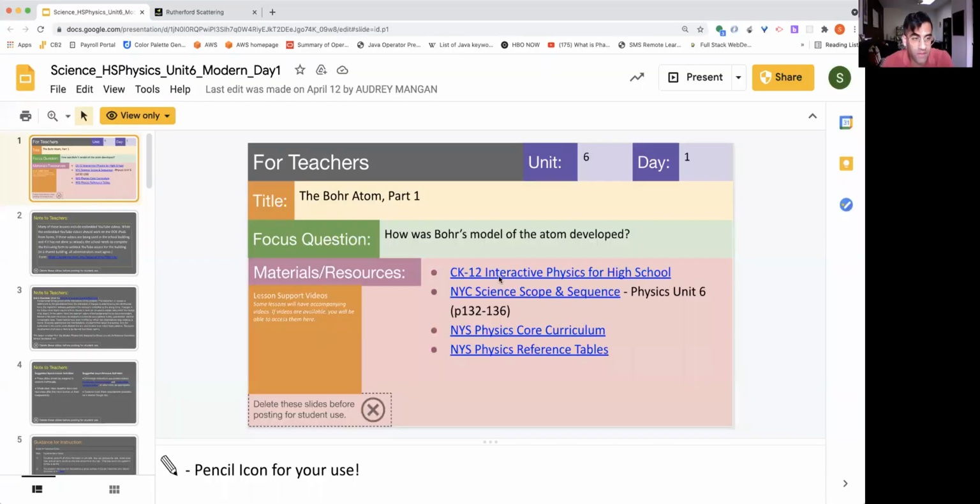Hey everybody, it's Mr. Gopal here with another physics lesson from the Modern Physics Unit. Specifically, I want to talk about Bohr's model of the atom.